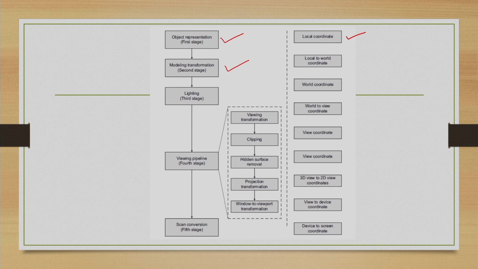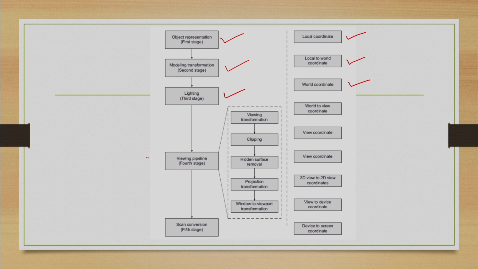So, in this case, the objects that are defined in the local coordinates of that particular object are transformed to a world coordinate scene. So, here a transformation takes place from local coordinate to world coordinate. Third stage is lighting. In this stage, we assign color to the points on the surface of the objects. We may consider this to take place in the world coordinate system itself.